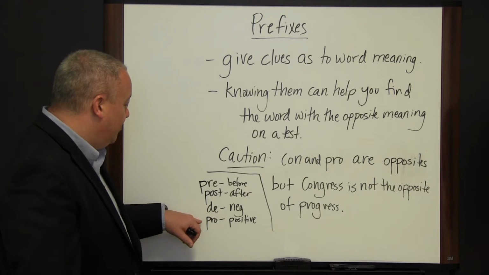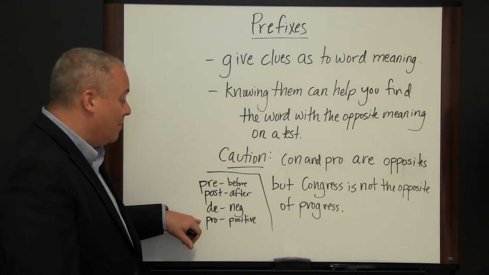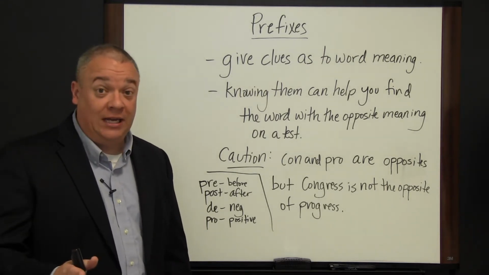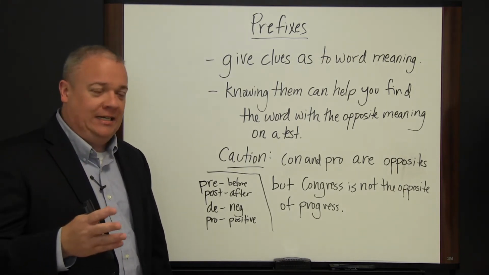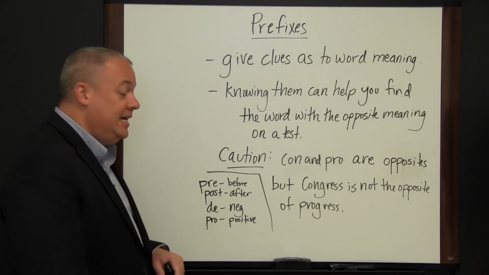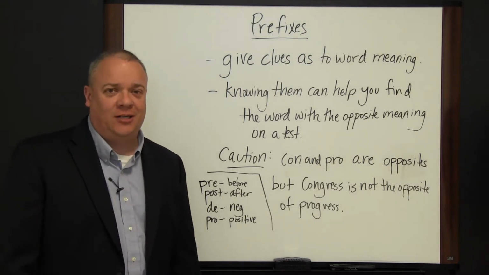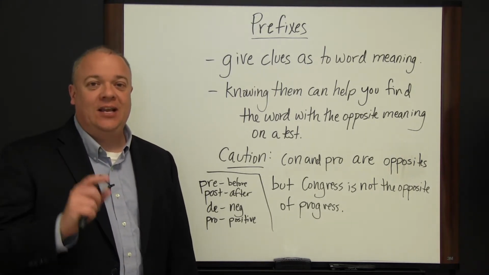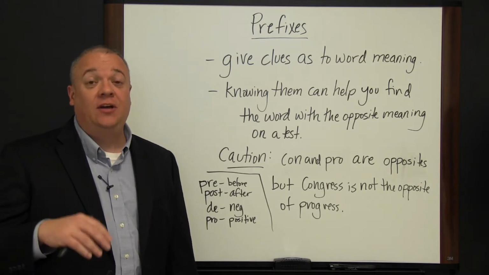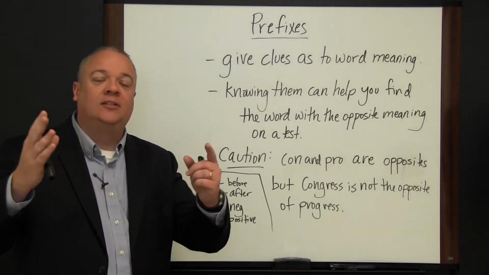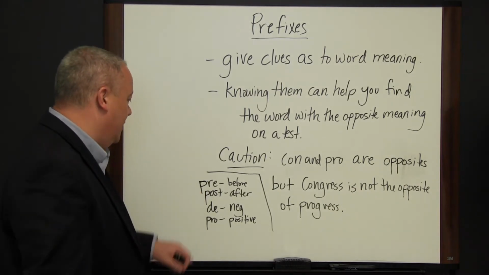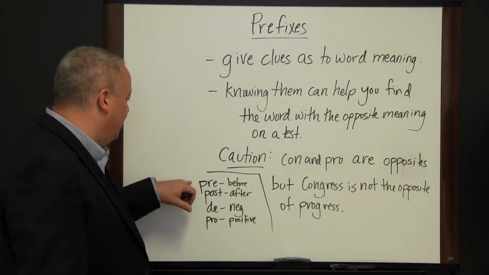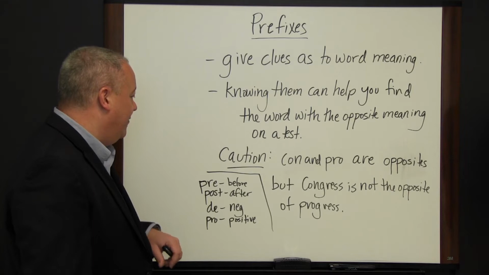Another thing would be pro and de. So pro means for, as in pro-life. Someone who is pro-life is for life. De is the negation, so deconstruction. To deconstruct is the opposite of, or the negation of, construction. Construction, to build up, deconstruct to destroy. So pro meaning for, de is usually a negation, pre before, post after.